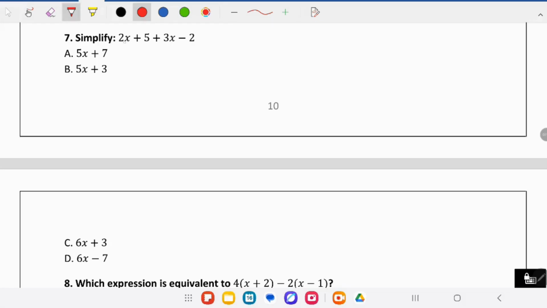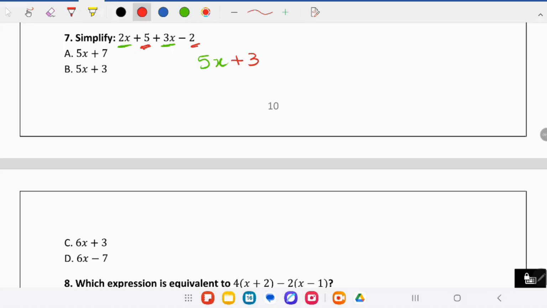In this question, 2x plus 5 plus 3x minus 2. First, I will just underline my like terms. So here 2x plus 3x, it is 5x. I will add because 2 plus 3 is 5. Next I have 5 and 2. Plus 5 minus 2, I will subtract, and plus 3.